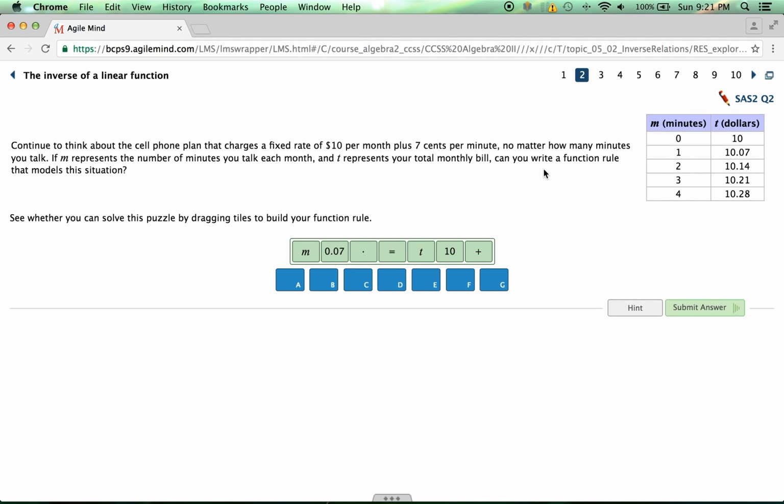We want to produce an equation that represents this relationship. I'm not going to do this here because you're going to do it on your student activity sheet. But use m for minutes and t for total bill and produce an equation using these elements to represent the dollars of the bill as a function of the minutes.